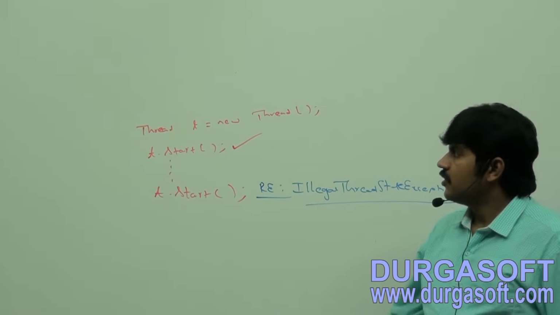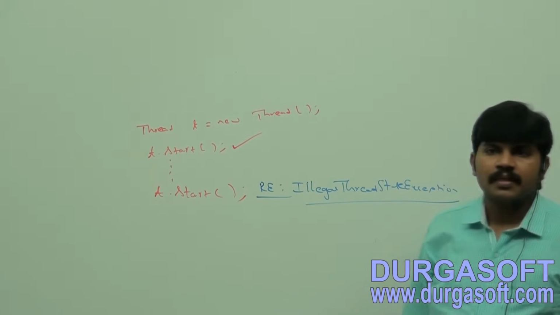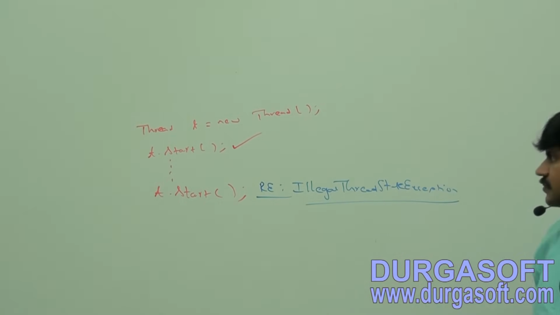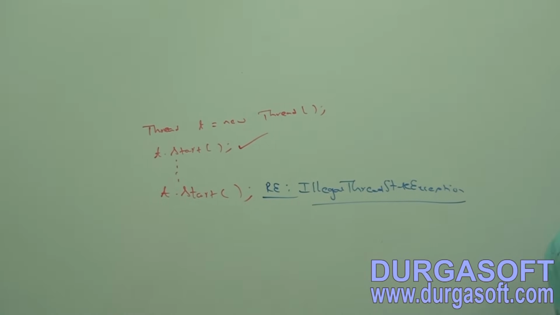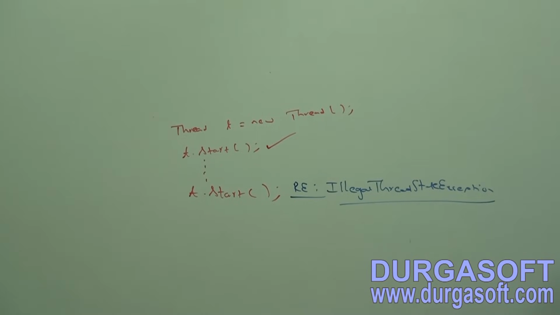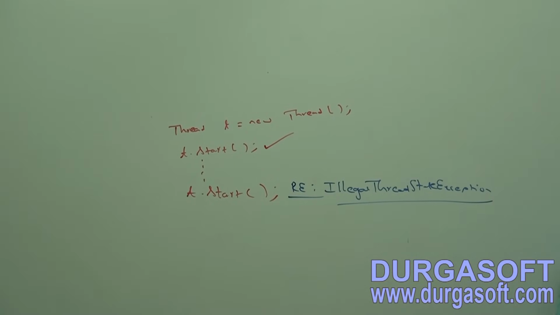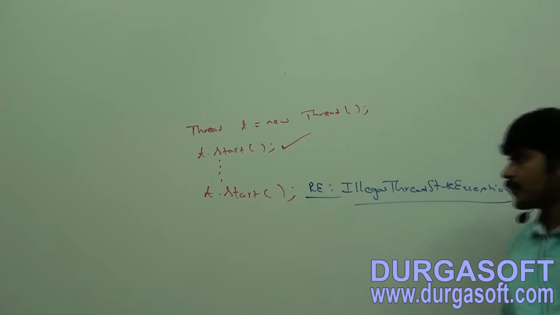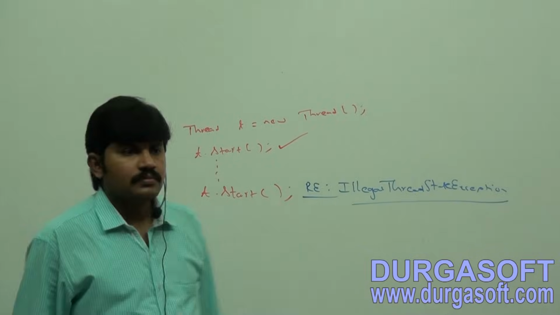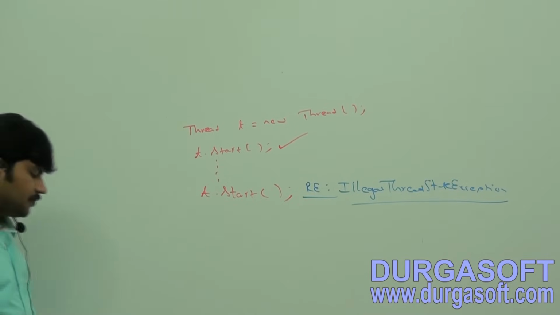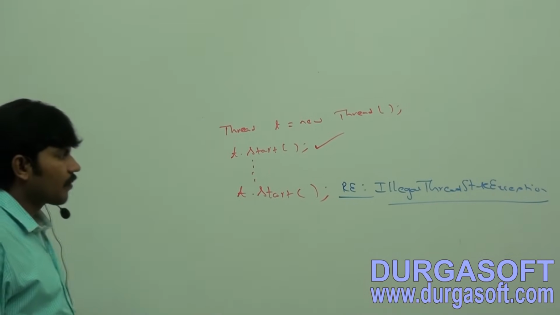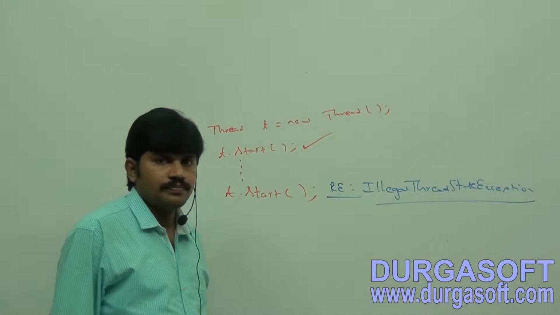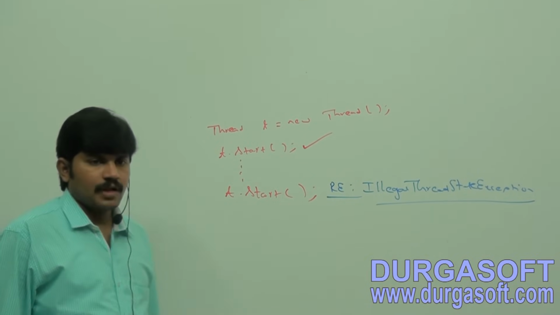Okay, take this example. Thread t = new Thread(). First time you can call the start method, no problem at all. But after t.start(), if you are trying to restart the same thread, we will get a runtime exception, right? Take it clearly. Completed, right?